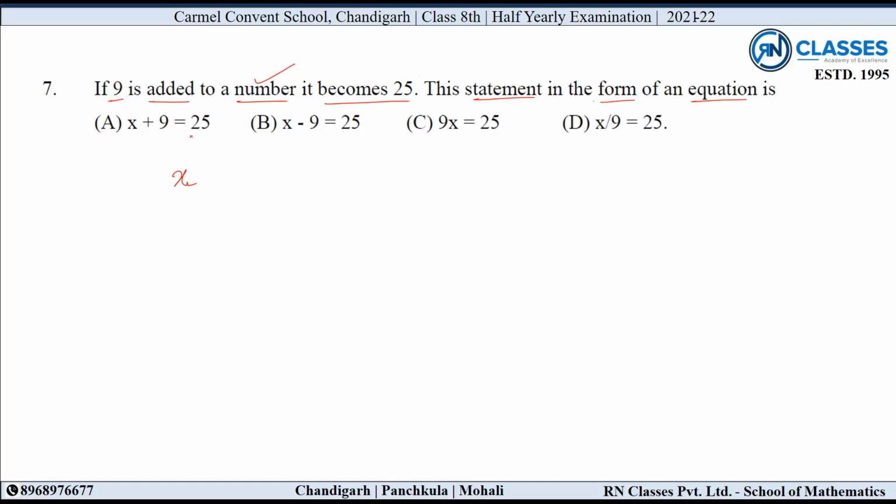If 9 is added to the number, it becomes 25. So x plus 9 equal to 25 should be the equation. First part is the right answer. Interpret and get the answer.